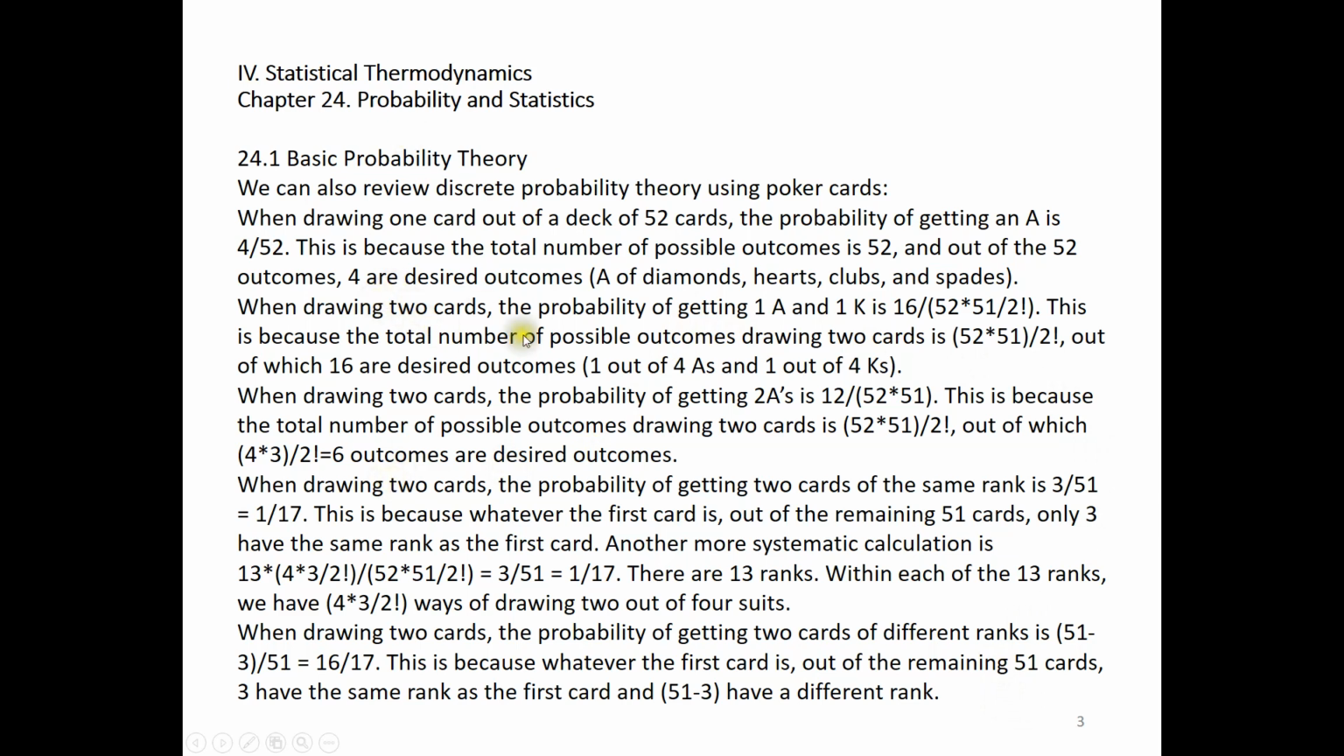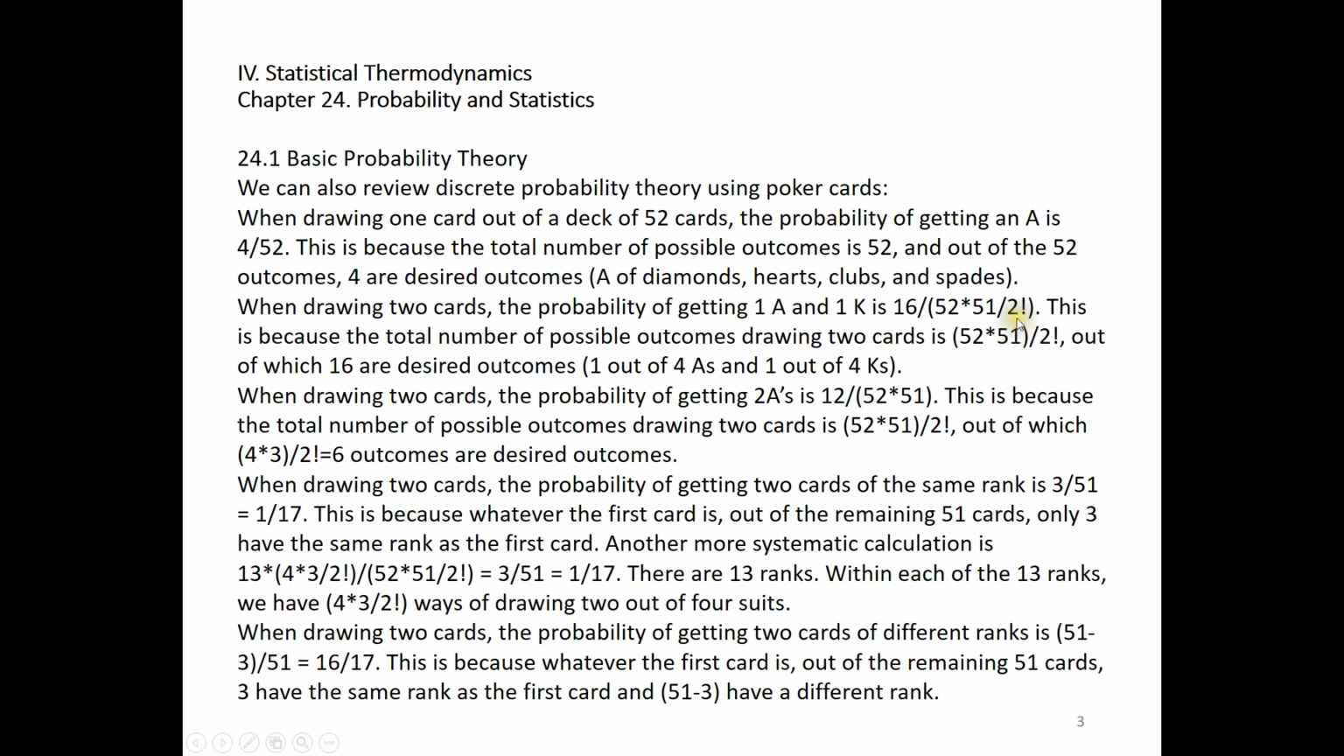Now let's draw 2 cards. What's the probability of getting an ace and a king? Well, it's more complicated. First, we draw 2 cards. What's the total number of possible outcomes? Well, it's 52 times 51 over 2 factorial. Why that? The first card you have 52 different options. Second card, only 51 options left. So it's got to be 52 times 51, right?